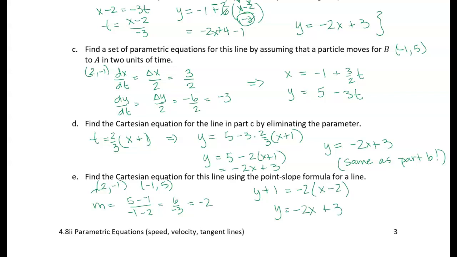So again, I got the same Cartesian equation for this line, right? So I did it 3 different ways. I used the good old point-slope formula, and then I also eliminated the parameter of the 2 parametric equations that we got for this line.